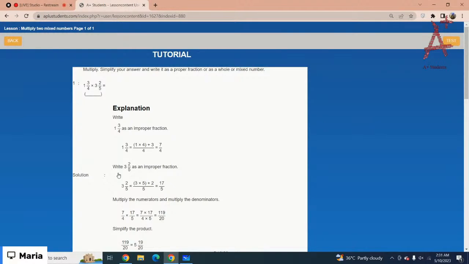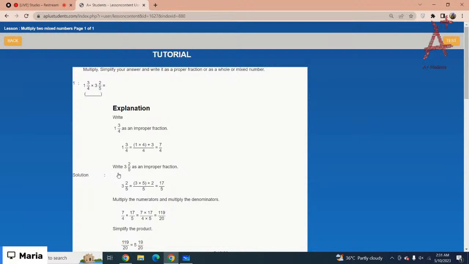So just convert 1 whole 3 by 4 into an improper fraction. It would be 4 times 1 is 4, and you need to add 3, so it would be 7 over 4. Then you have to convert 3 whole 2 by 5 into an improper fraction. So it would be 5 times 3 is 15 and 2, 17. So it would be 17 over 5.